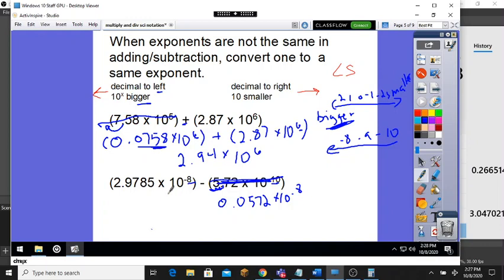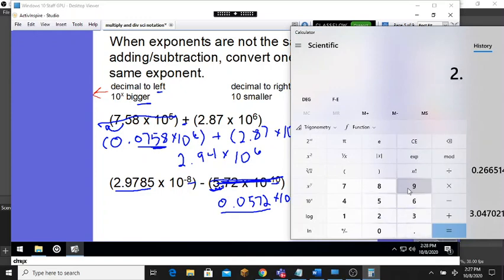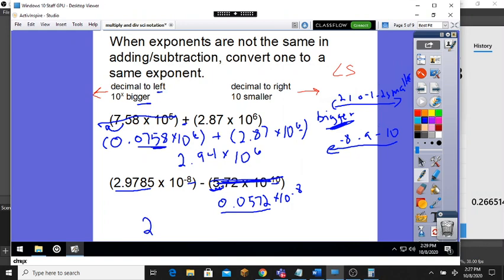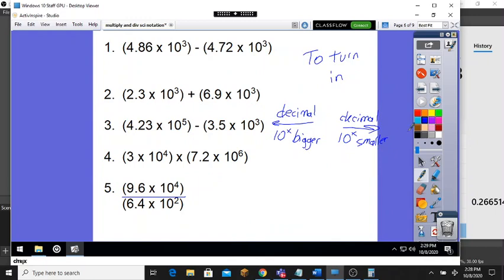So now what I'm going to do is I'm going to subtract this and this number. So 2.9785 minus 0.0572, and that gives me 2.9. And since the exponents are the same now, we keep them the same, okay? So here, let's kind of see what we have to do here, okay?